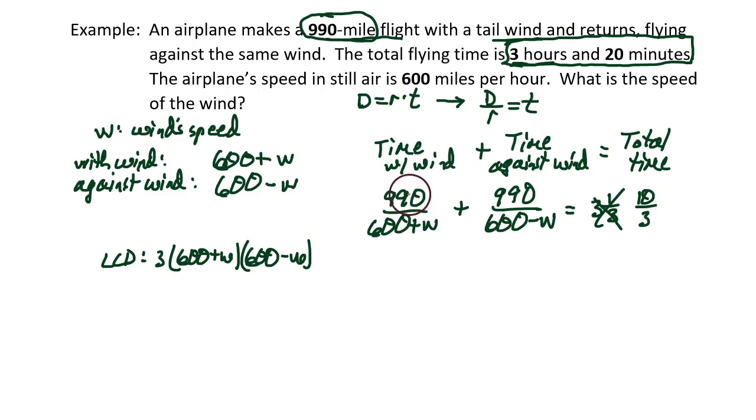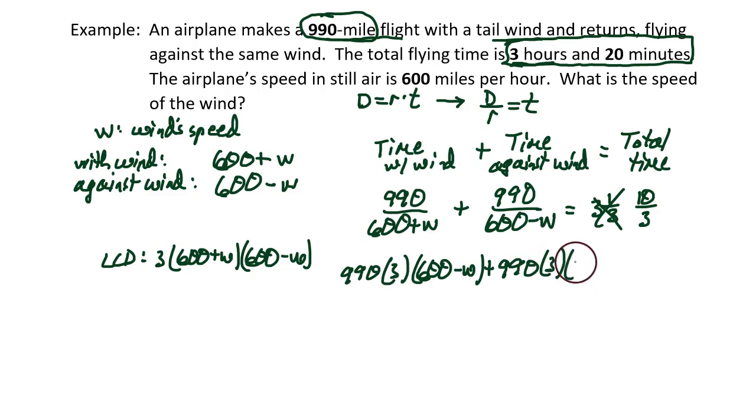When you multiply the first term by that LCD, the 600 plus w's will cancel. So you really have 990 times 3 times 600 minus w. When you multiply this term by the LCD, the 600 minus w cancels. So you really have 990 times 3 times 600 plus w. And when multiplying this term by the LCD, the 3's cancel. So you'll have 10 times the 600 plus w times the 600 minus w.